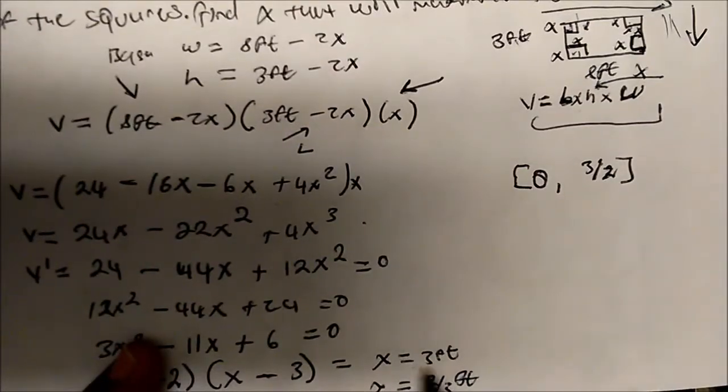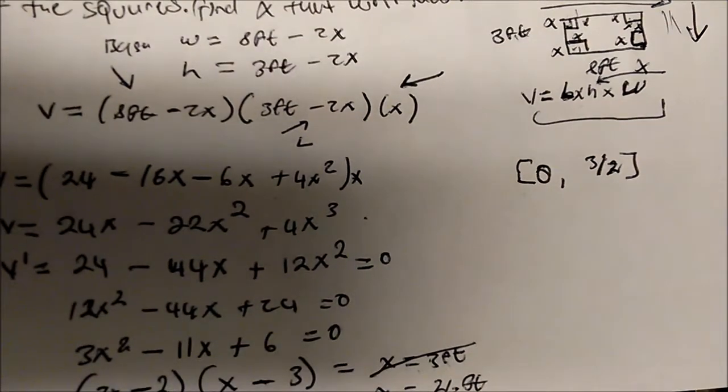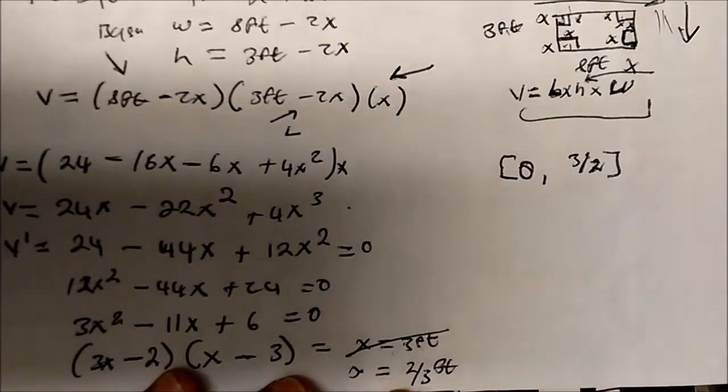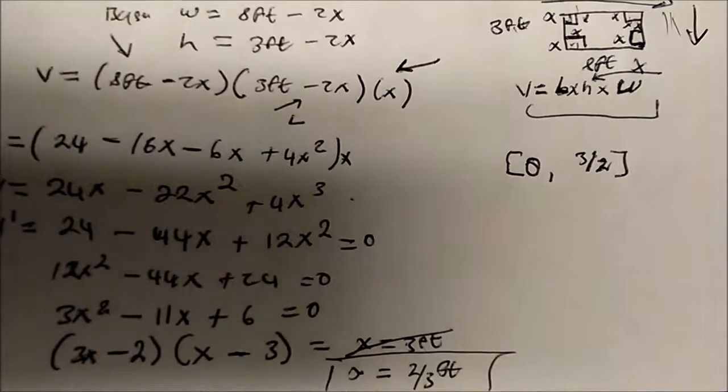So which one will maximize the volume? Well, 3 halves is around 1.5. So definitely 3 feet is not in the domain, right? Because it's way more than 3 halves. So that will not be possible. So your answer should be x is equal to 2/3.